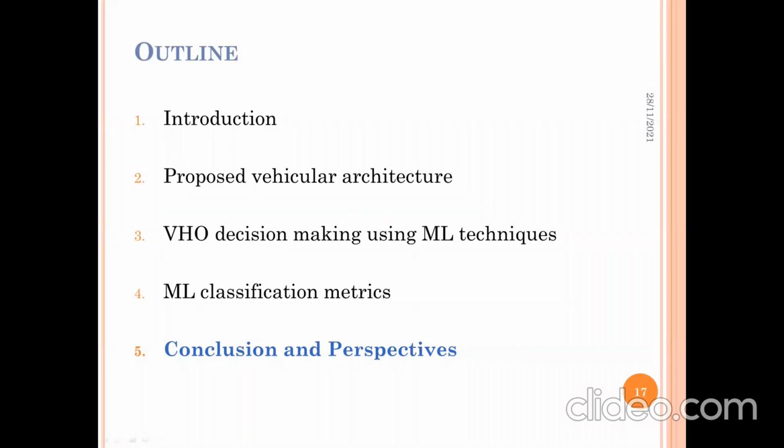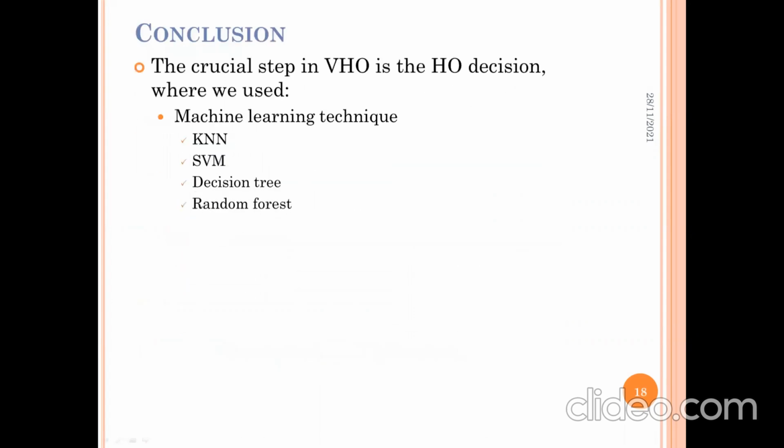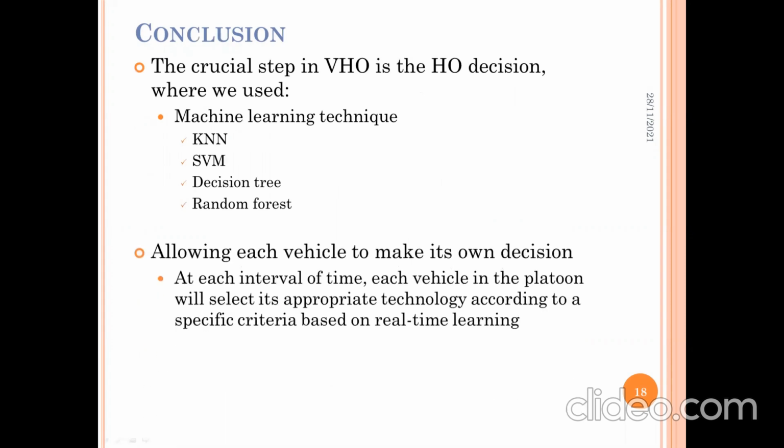Finally, to conclude our presentation, the crucial step in vertical handover is the handover decision, where we use the machine learning techniques: the KNN, the SVM, the decision tree, and the random forest, which has the highest accuracy compared to the other techniques. As a future perspective, we will work on allowing each vehicle to make its own decision. At each interval of time, each vehicle in the Platoon will select its appropriate technology according to specific criteria based on real-time learning. And finally, thank you.